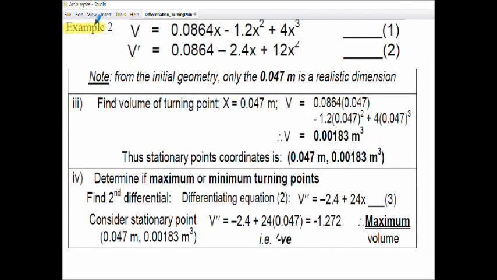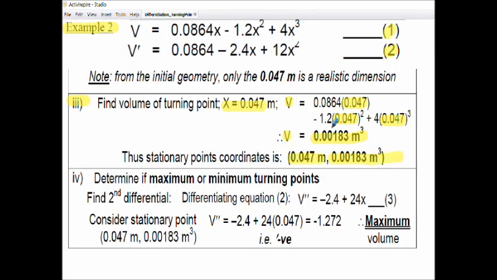Okay, example 2 continued here. Just repeated equations 1 and 2 here for convenience. Continuing on with our process, step 3 in this particular case now, we need to find the location of the turning point. We know that x equals 0.047 meters from the previous question. So going back to equation 1 here for volume, we simply put the value of 0.047 wherever we see an x in equation 1 and do the numbers on this. We find that the volume is 0.00183 meters cubed. Okay, so now for an x value of 0.047 meters, we get a volume in meters cubed given to us.